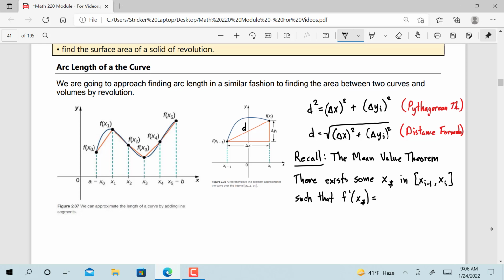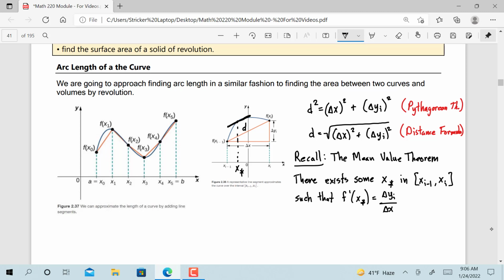So, and of course the slope of the secant line, that would be rise over run, so that would be delta yi over delta x. That's what the mean value theorem says. It says that, in other words, there has to be some point, call it x star, such that the slope at that point is the same as the slope of this secant line that has a distance d, or a length d, which should make sense.